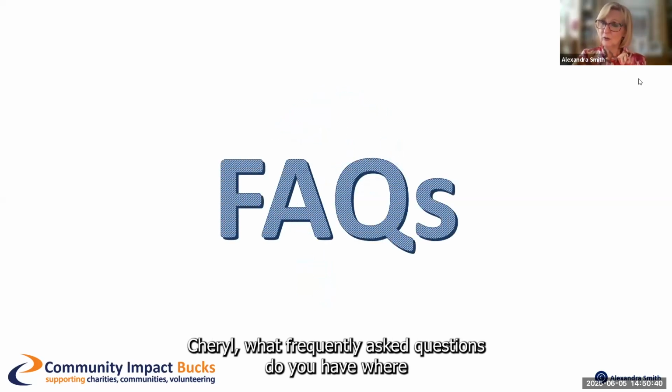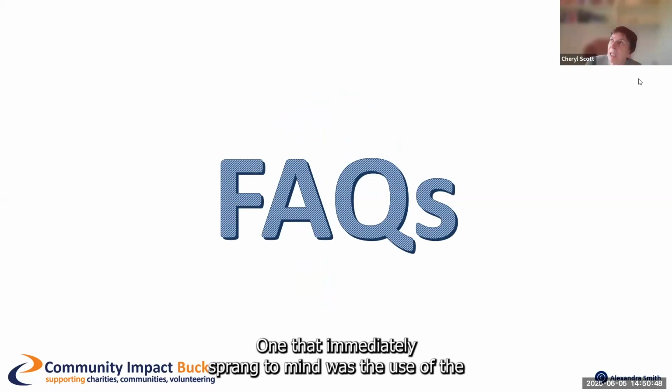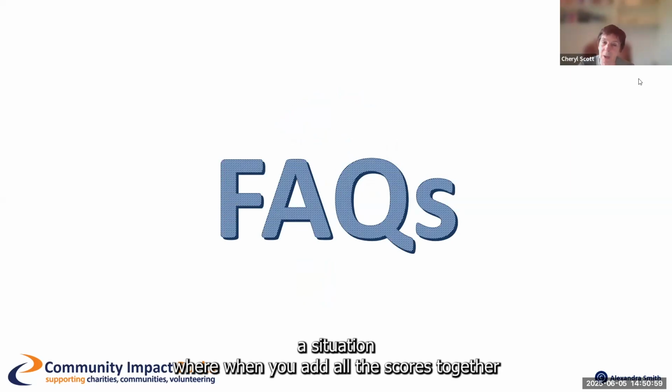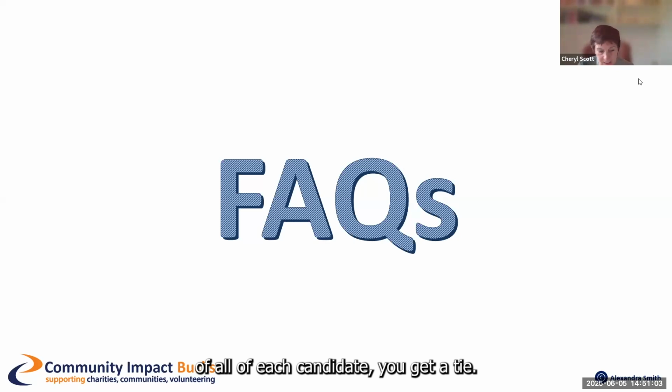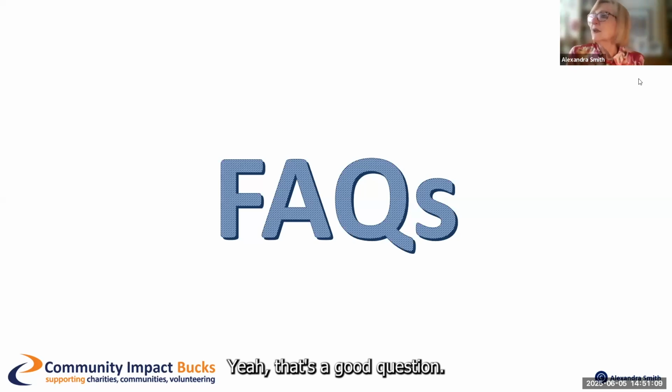And Cheryl, what frequently asked questions do you have where this element of recruitment and selection is concerned? Well, one that immediately sprang to mind was the use of the grid, giving everybody a score. It's easy to imagine a situation where, when you add all the scores together of each candidate, you get a tie. What do you do in that situation? Yeah, that's a good question.